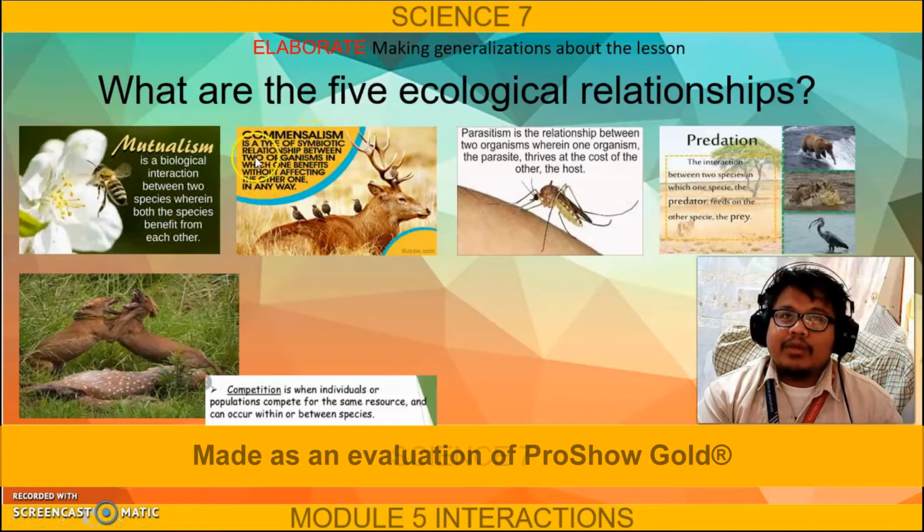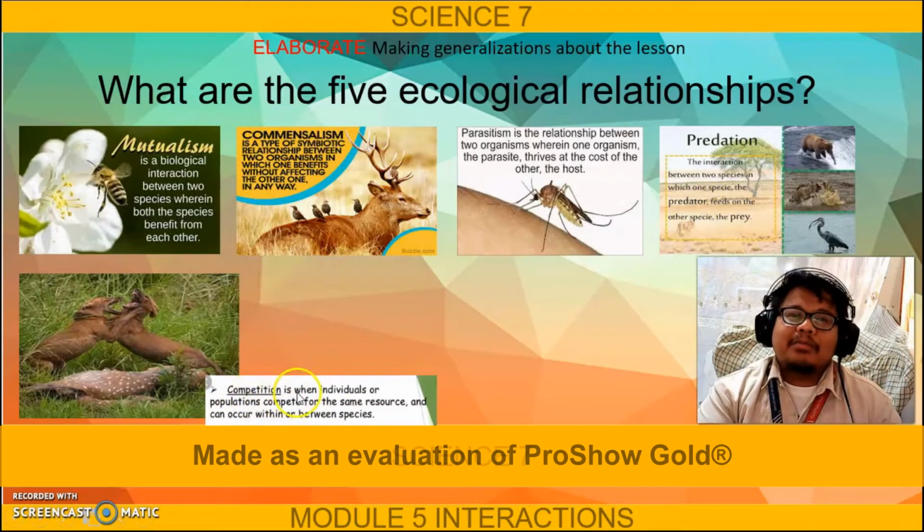Commensalism is a type of symbiotic relationship between 2 organisms in which one benefits without affecting the other one in any way. Parasitism is the relationship between 2 organisms wherein one organism, the parasite, thrives at the cost of the other, the host. The 4th one, predation, is the interaction between 2 species in which one species, the predator, feeds on the other species, the prey. Competition is when individuals or populations compete for the same resource and occurs within or between species.